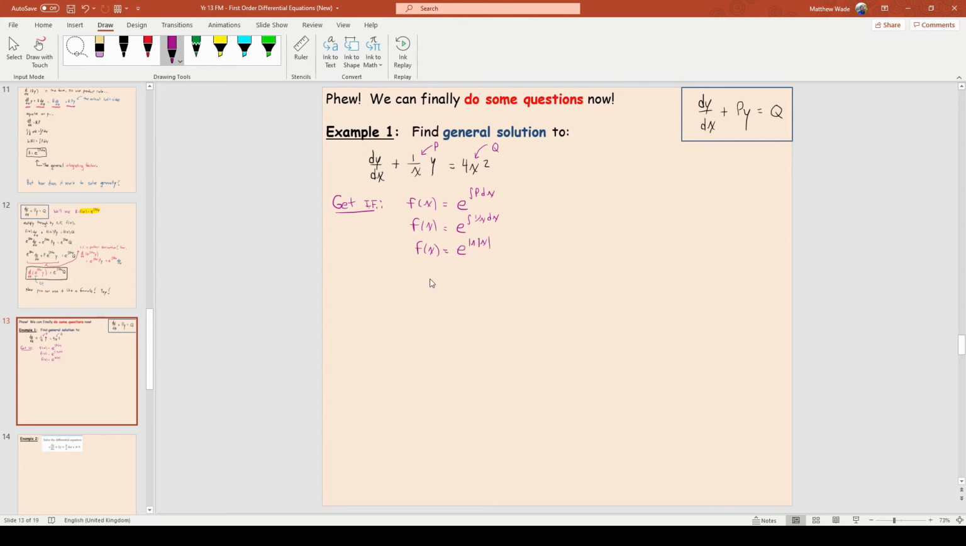Now e to the ln of x is simply just going to be x. So f of x, we're just going to get here as x. That's your integrating factor for this question. So it was x in the end of the day, but anyway, that's what we got as our integrating factor. Now let's keep going.